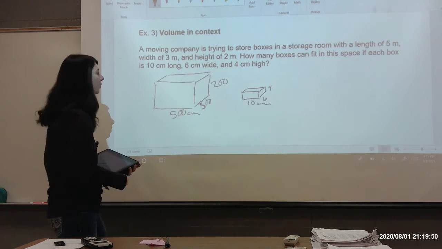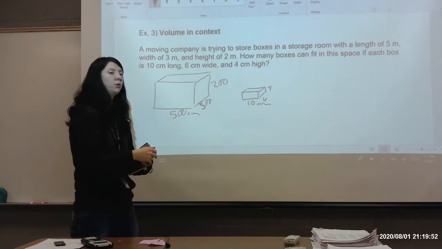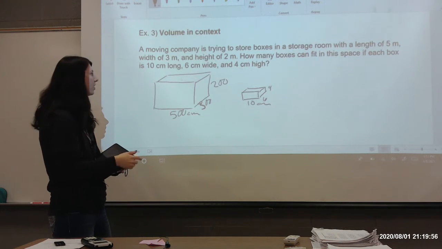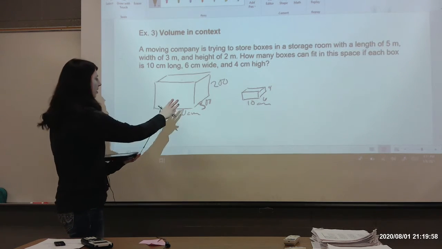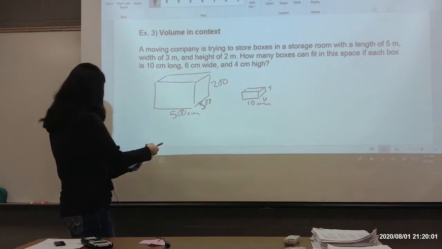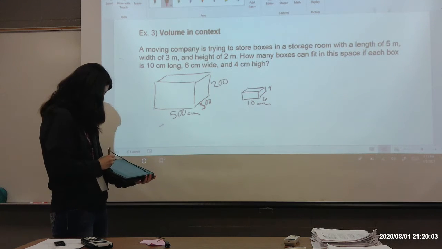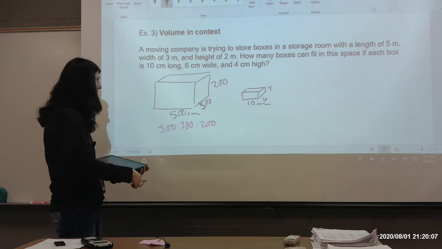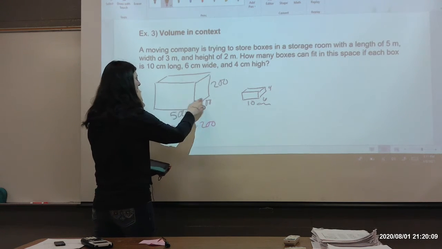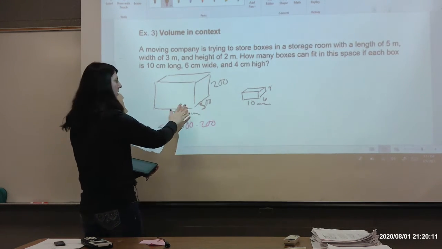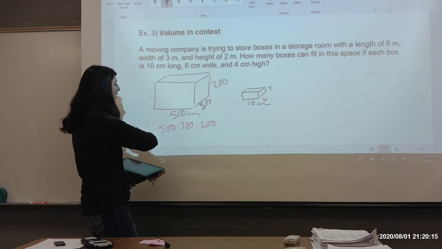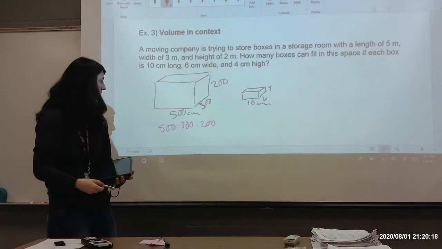So now I just need to know how many of these fit into this. What do you think? Okay, so let's go through it. I'm going to find the volume of this, which is going to be 500 times 300 times 200. So 500 times 300 gives me the area of the base, then times 200. You could also think length times width times height, right? And that's going to give me 5 times 3 is 15, times 2 is 30.